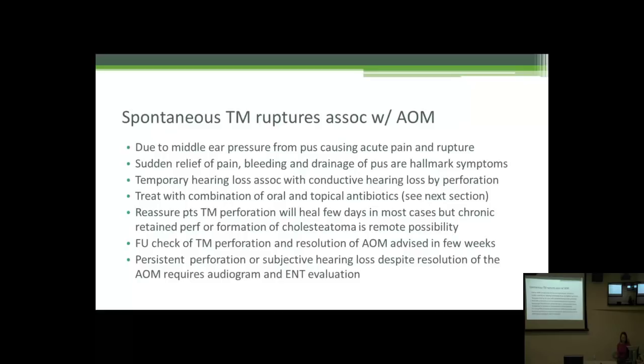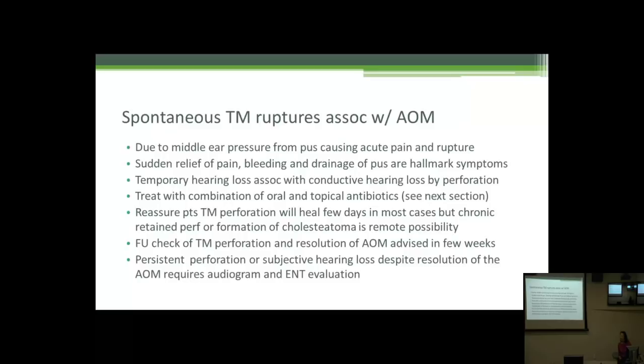Patients typically are fearful that they're going to have recurrent problems with this. You just have to reassure them that in most cases, a perforation usually does heal spontaneously. It could be a matter of a few days or a matter of a few weeks. You just need to make sure you follow up with them to make sure it's healed up properly. If it is not healing, that's when you want to refer them to an ENT.